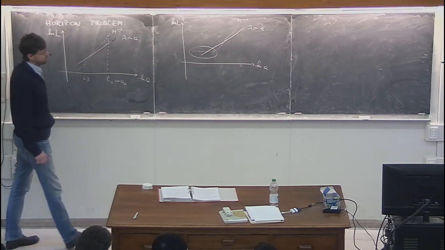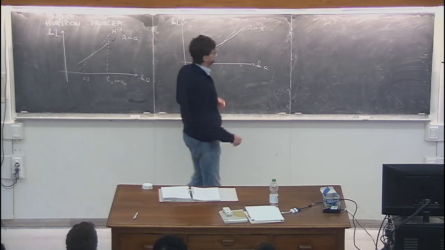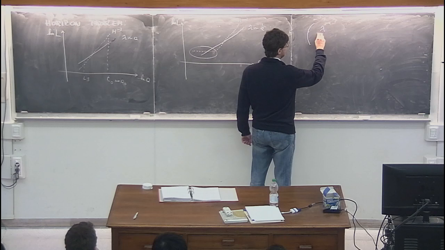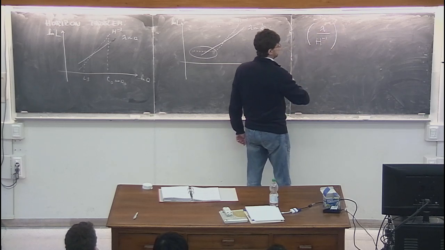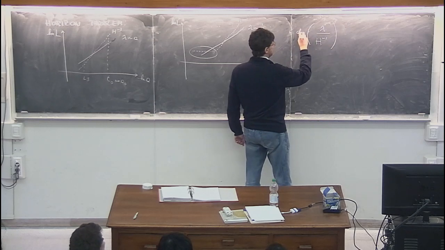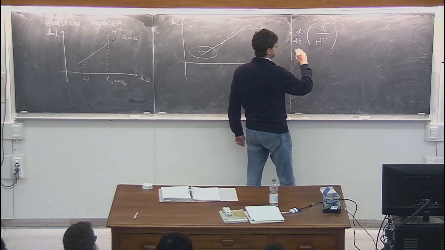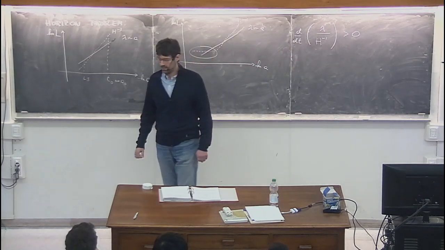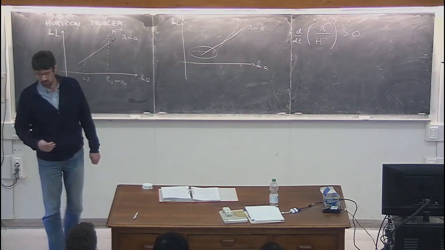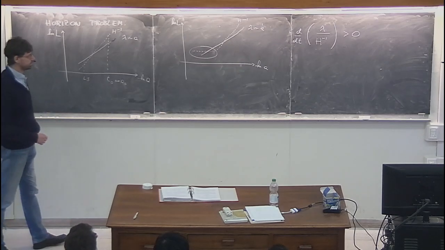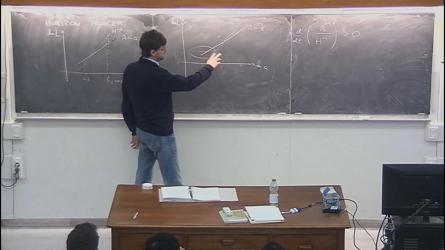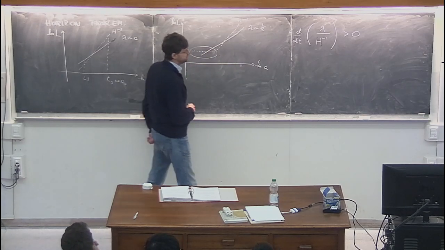Mathematically, what is the condition that we have to impose? Well, we just have to impose that the ratio between the physical wavelengths and the Hubble radius, if we take the derivative, d over dt of this quantity, is larger than 0. Okay, so meaning that the ratio will increase with time.